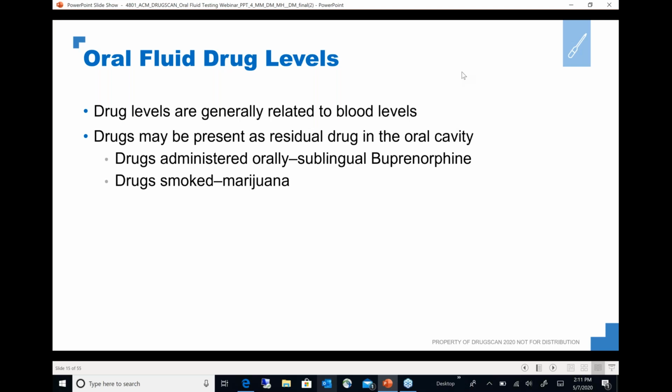Important to note, drugs may be present as residual drugs in the oral cavity. So if somebody's administered Suboxone sublingually, which of course is naloxone and buprenorphine, those drugs will reside in the oral cavity, not as a function of transport from blood into the oral fluid, but as a deposition of the drug from the administration. You'll also see that for drugs that are smoked, such as marijuana.